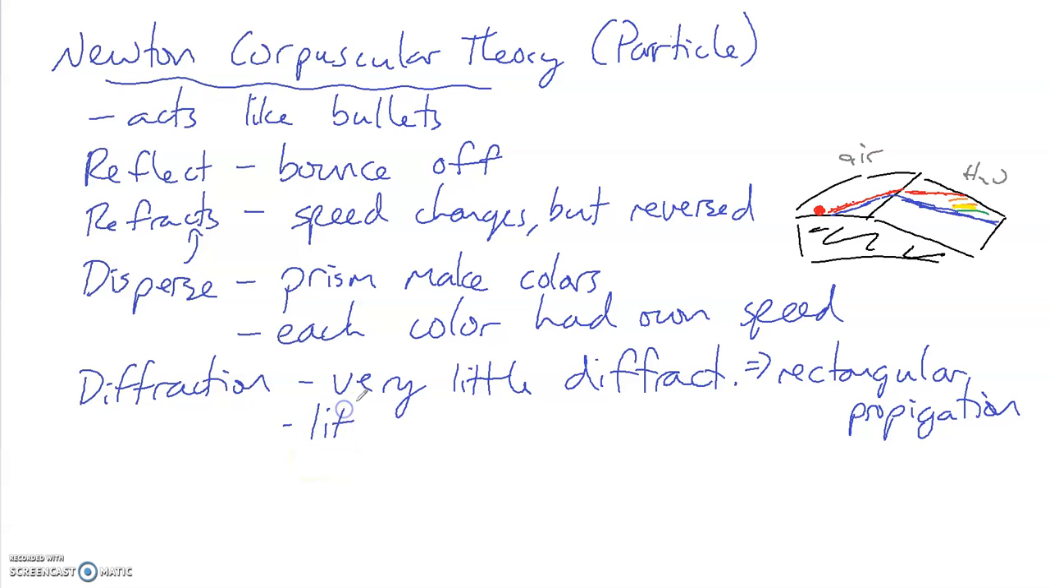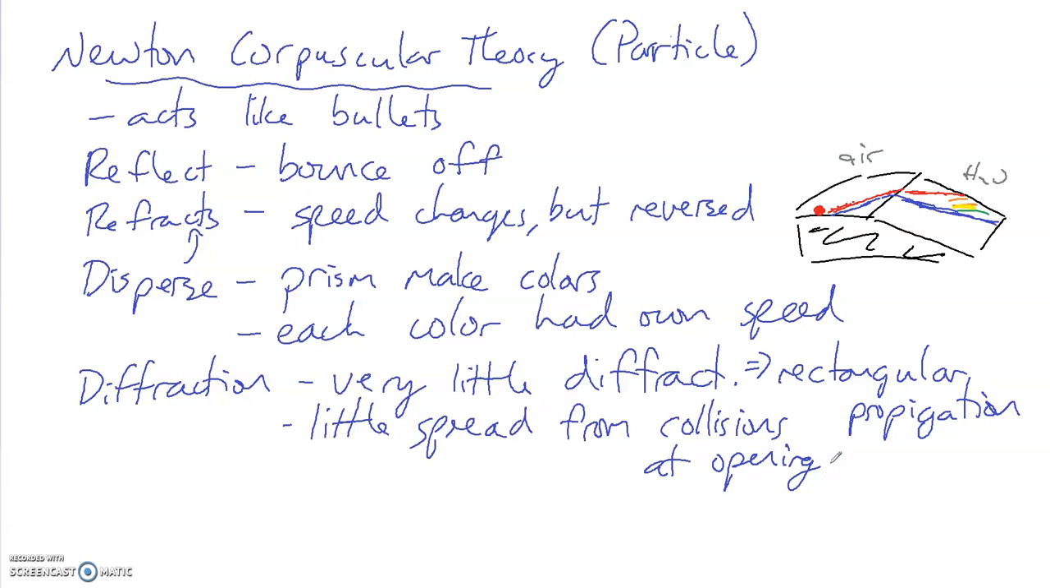So he said you get a little spread from collisions at the opening. You do get a little bit of diffraction occurring, and that's because some of the bullets are hitting the edge of the opening, and since they hit the edge, they'll ricochet a little bit and cause a little bit of diffraction. So light goes pretty much straight, and you get a little bit from some collisions at the opening, and that's about it. Okay.